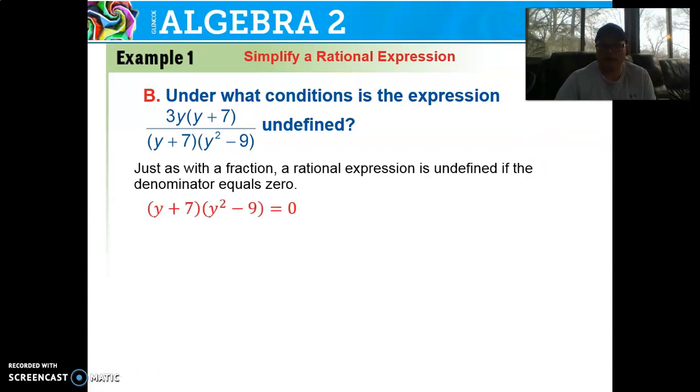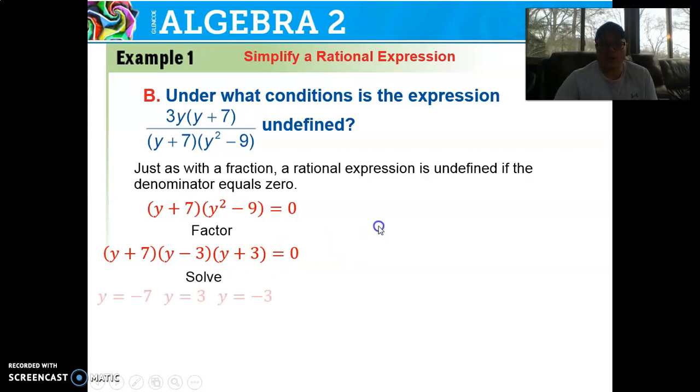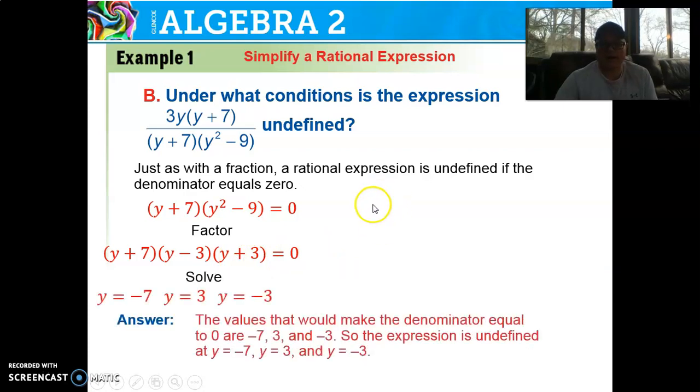So here's the denominator when it equals 0. If we factor out completely, we can factor y squared minus 9 into y minus 3 times y plus 3 using difference of squares. Therefore, when we solve it, we can see that y equals -7, +3, and -3 all will give us values of 0 for the denominator. And that was what would make the expression undefined. So when they're asking, when is the expression undefined, basically just set the denominator, the bottom, equal to 0, and factor and solve.